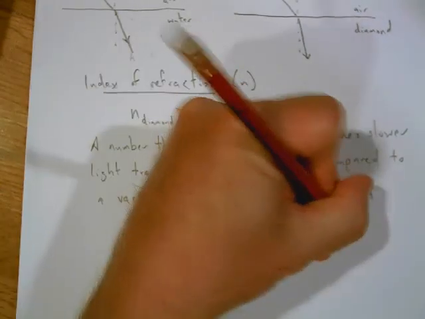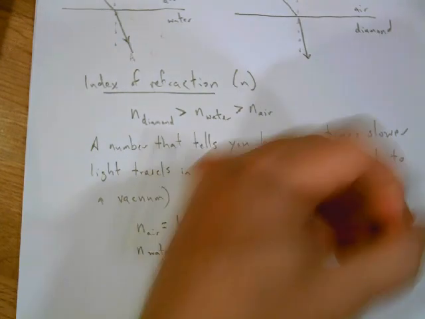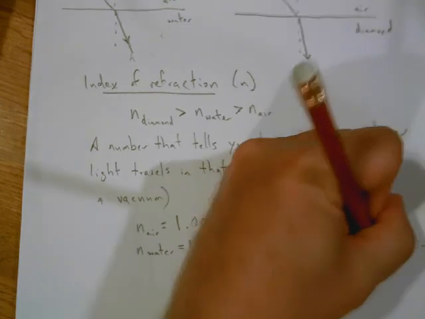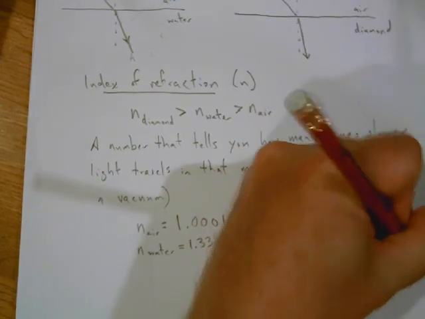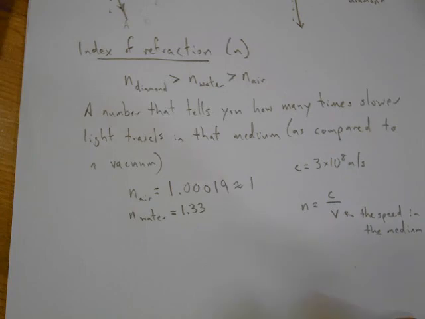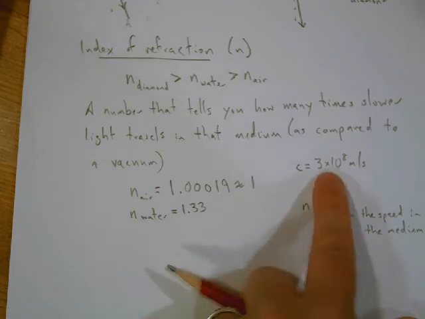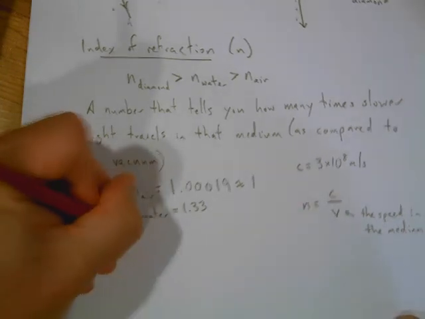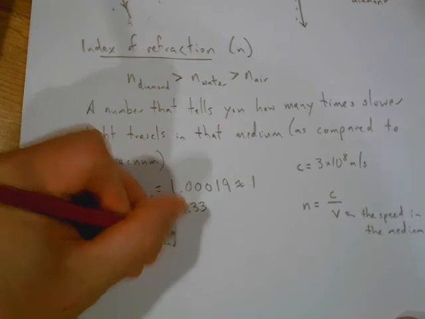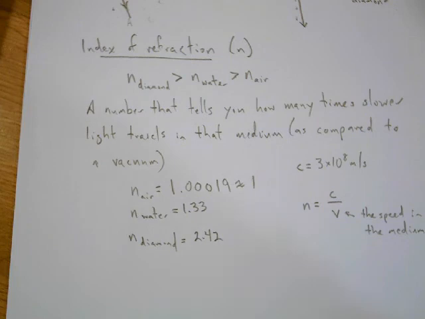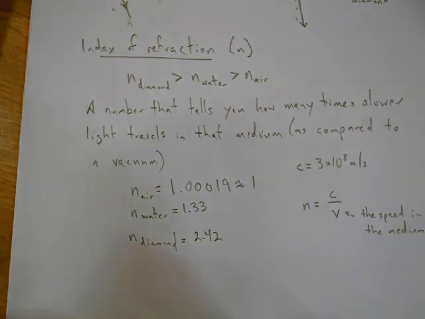Or another way of doing this, and this is on your formula sheet, n equals c over v. Where v is the speed in the medium. So if you look, v equals c divided by n. So if you wanted to figure out how fast does light travel in water, you take this number, divide by that. Okay. The n of diamond is 2.42. So light travels 2.42 times slower in diamond than it does in a vacuum.